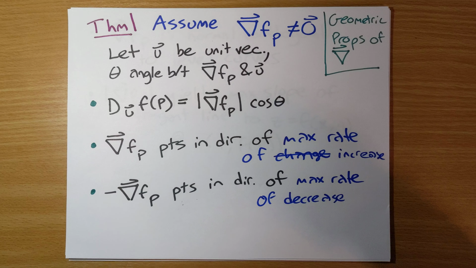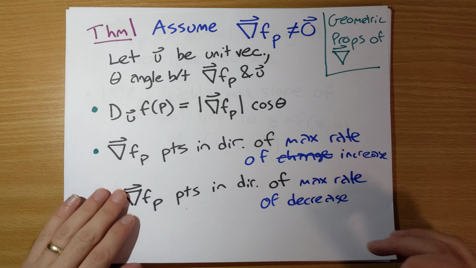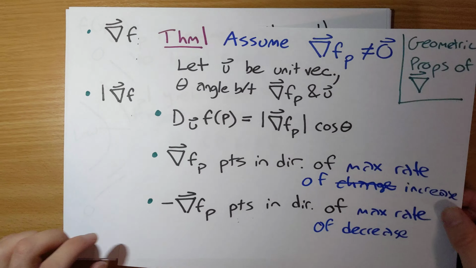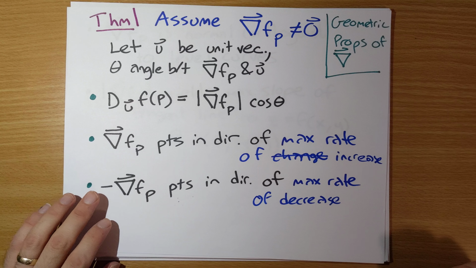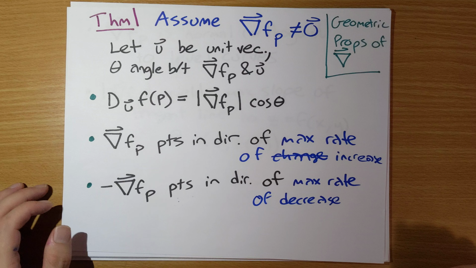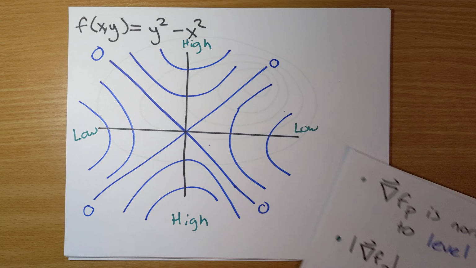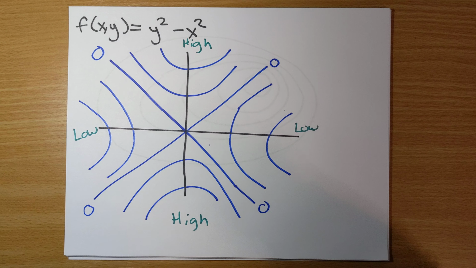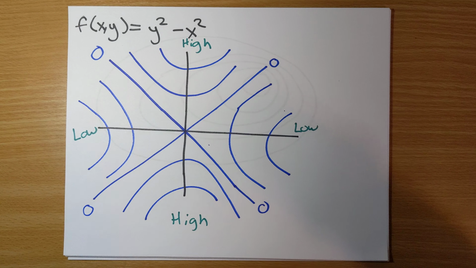In our last video, we worked out all of these geometric properties of the gradient, these three here and these two here. Let's use these properties to apply a bunch of different cases, both computationally and also pictorially. So to start off with, I just drew a contour map here for this function f of x, y is equal to y squared minus x squared.